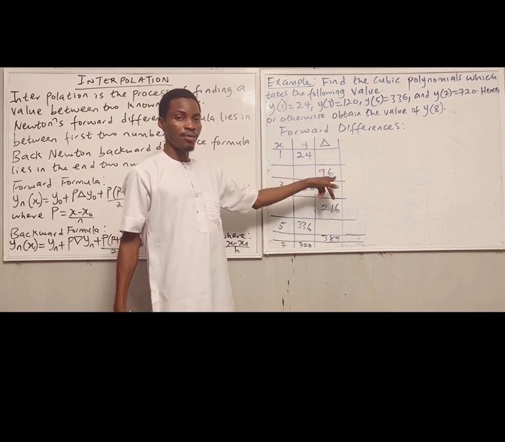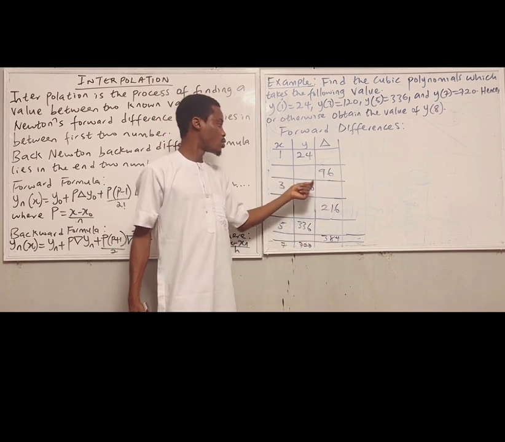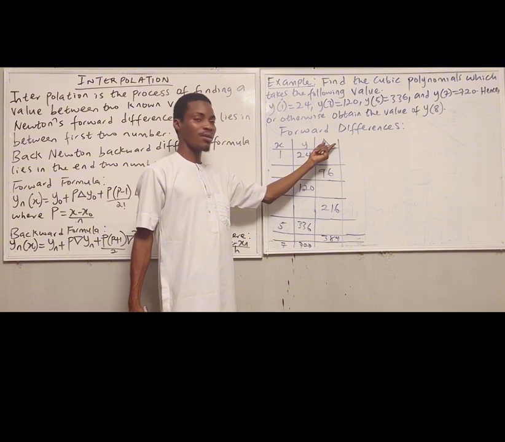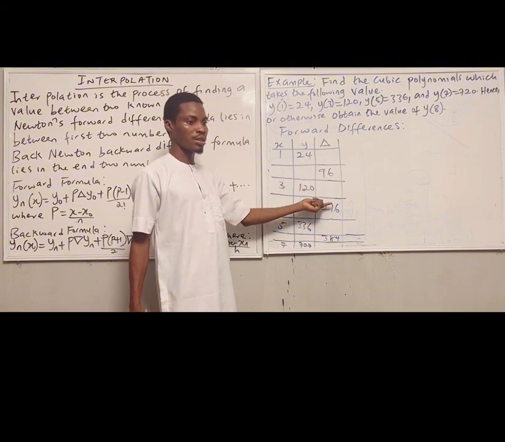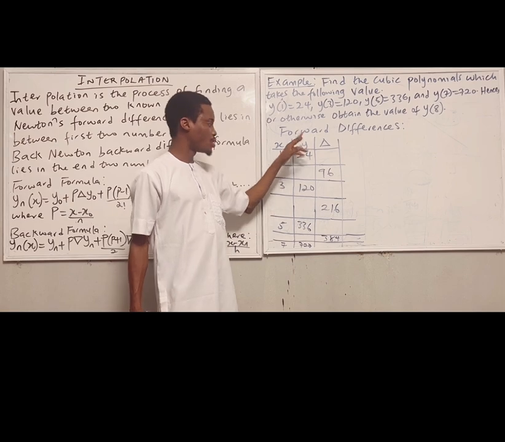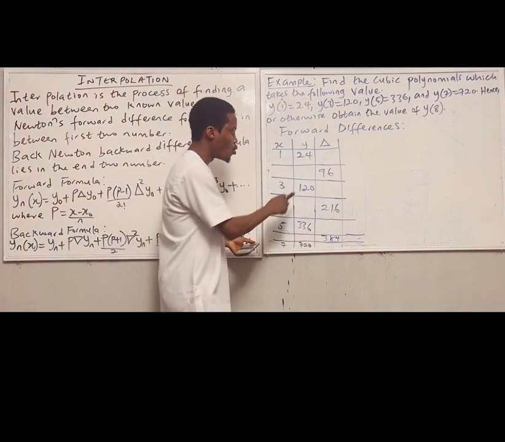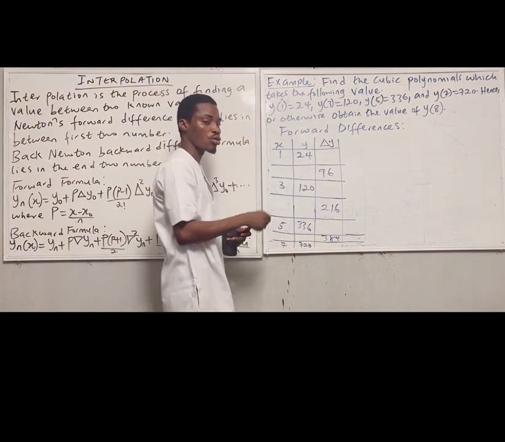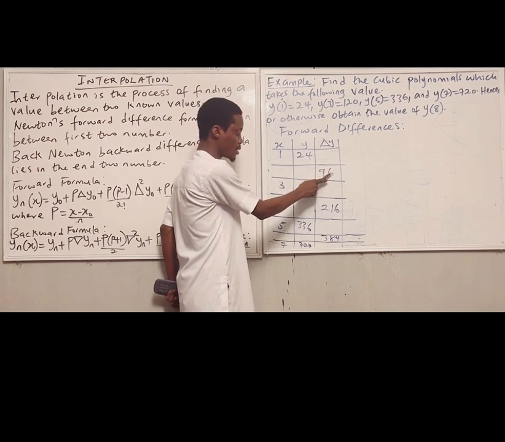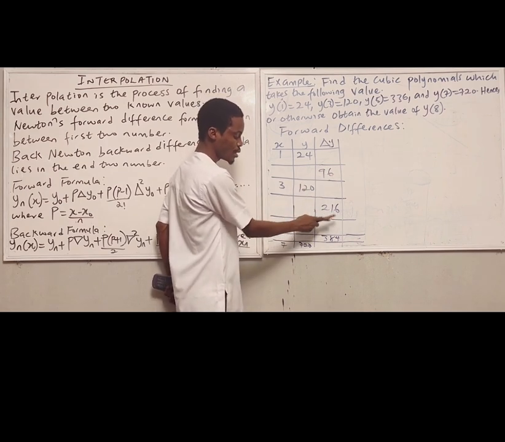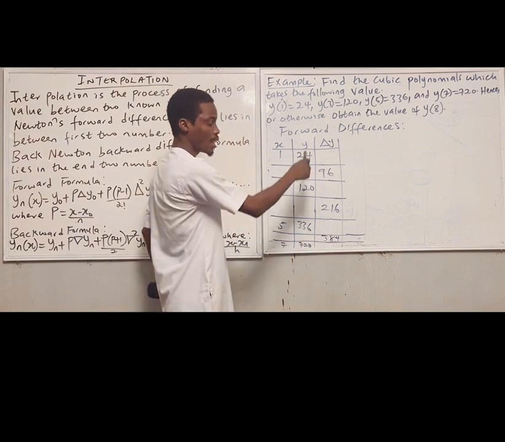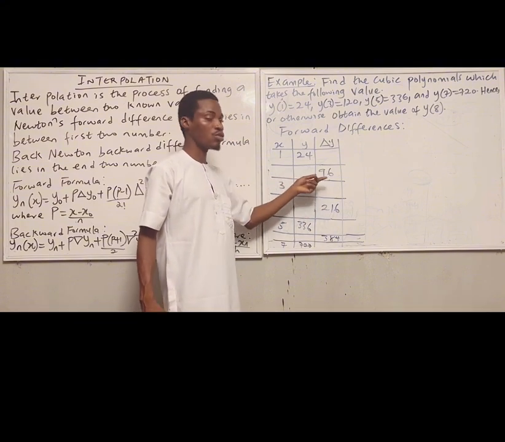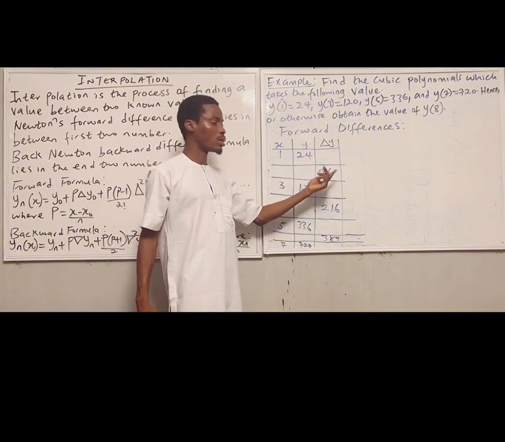I leave one line, I do another table, so that I draw a horizontal line. So that for me to get my first changes of y, if we are computing changes of y, that is 120 minus 24, I have 96. 336 minus 120, I have this. 720 minus 336, I have this. I did this so that I can have my changes in the space I leave, so that there will not be a mistake.